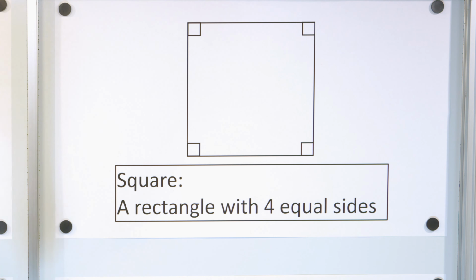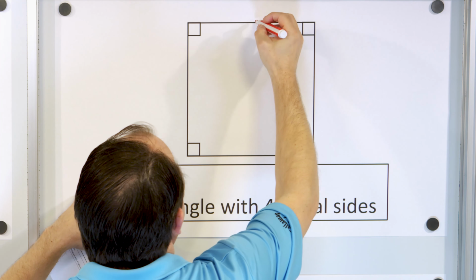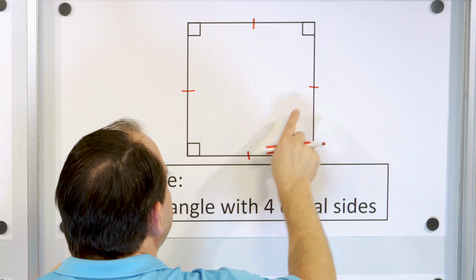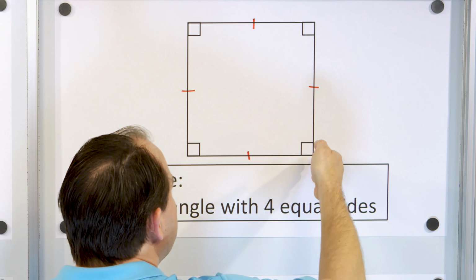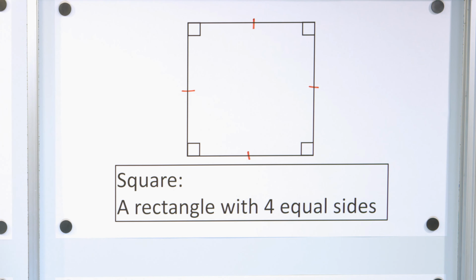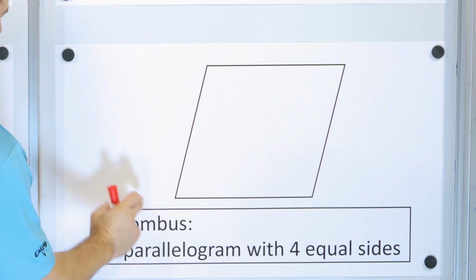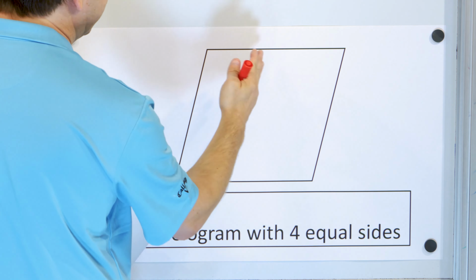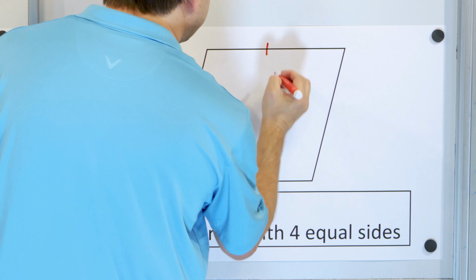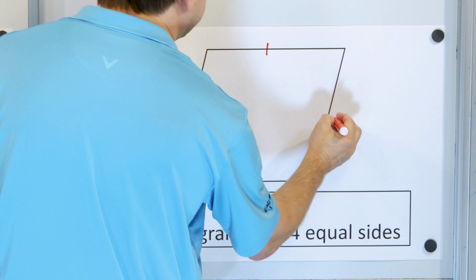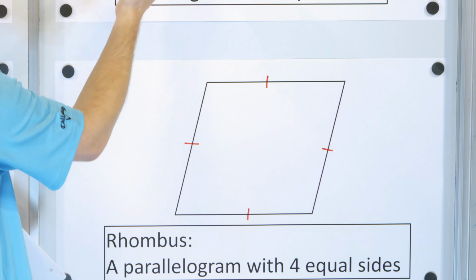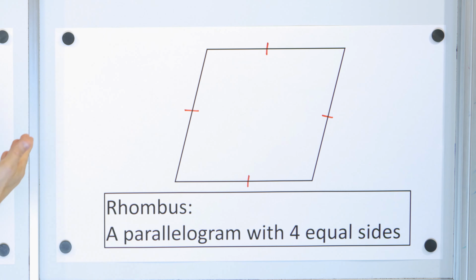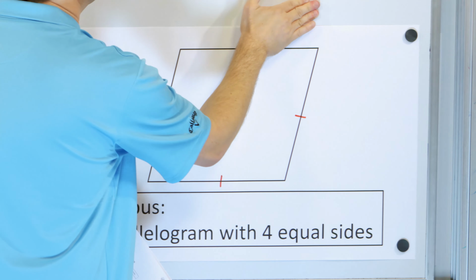Now in math, if you really want to show that something is equal, you can put a little mark here, and a mark here, and a mark here, and a mark here. These little marks on the side, they mean this length is equal to this one, which is equal to this one, which is equal to this one. All right, rhombus. Here's a rhombus. A rhombus is a parallelogram with 4 equal sides. So basically, this is like a slanted square, and so this one is equal to this side, is equal to this side, is equal to this side. The only difference between a rhombus and a square is a square has the 90-degree angles, and basically this one is slanted over. So you can think of a rhombus as being like a slanted square.